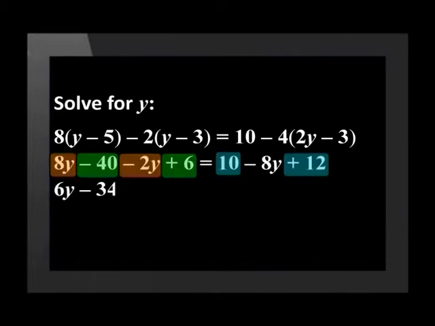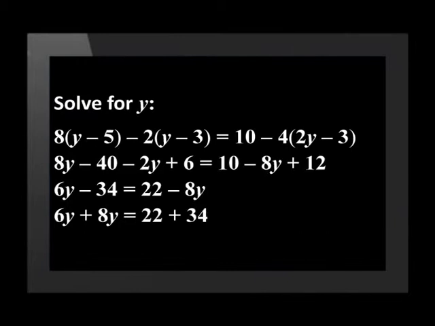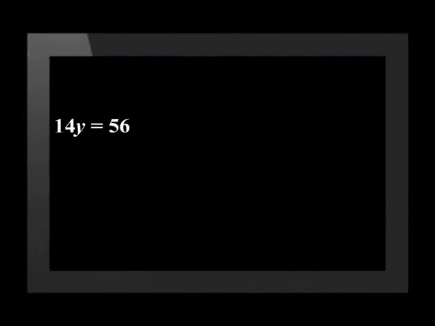Then add the like terms on both sides of the equal sign. This is 6y minus 34 equals 22 minus 8y. Now collect all the terms with y on the left-hand side and move your numbers to the right-hand side. Remember to change the operation of the terms you move across the equal sign. On the left, you have 14y, and on the right, you end up with 56.